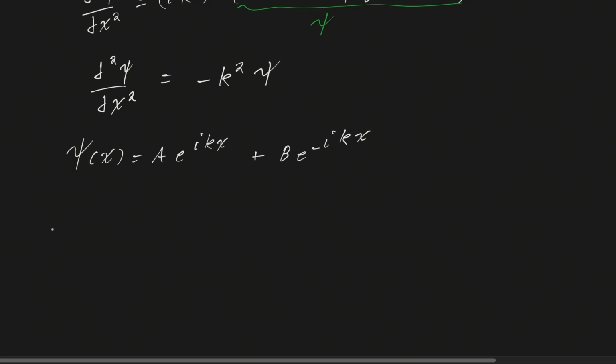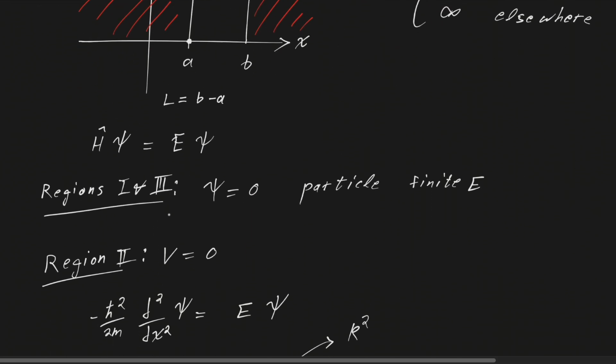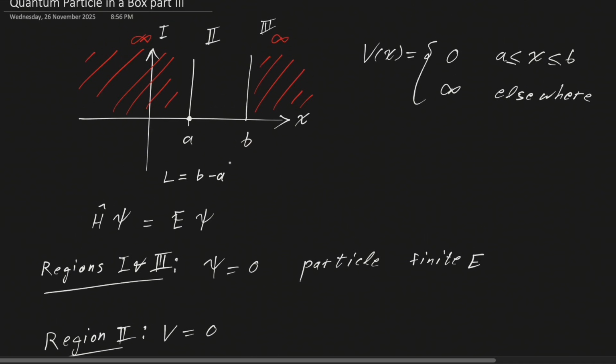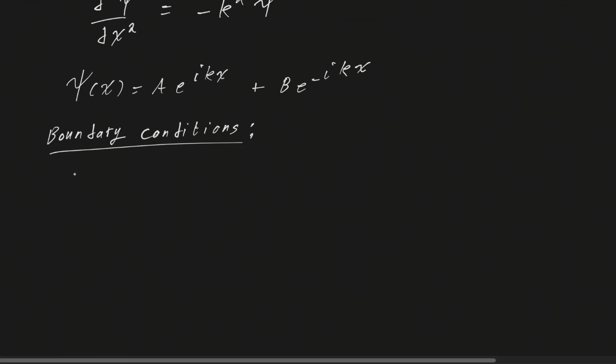So psi is a solution, but we still have the boundary conditions to worry about. And what do the boundary conditions state? Well, we just said that in regions 1 and 3, the wave function must equal 0 because the particle must have finite energy. So psi at the point A must be equal to 0 because it must be a continuous function. And psi must also vanish at point B because it must also be continuous on that side. So we'll have two boundary conditions, which state that psi at A must equal 0 and psi at B must equal 0.